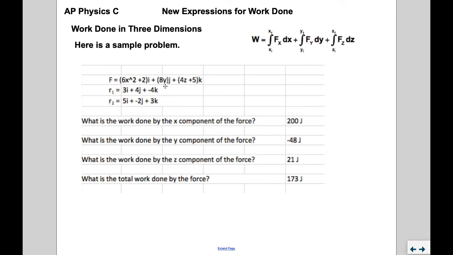Again, this is a scalar result, so these do not represent components of a vector, even though they do represent work done by the components of a vector. So it's important to make that distinction. When we get to the end, we don't represent this as a vector result. We just add the three work done amounts, and we get 173 joules in total.